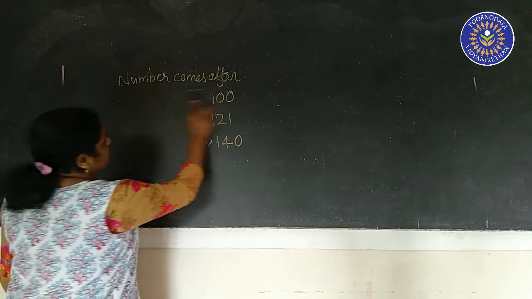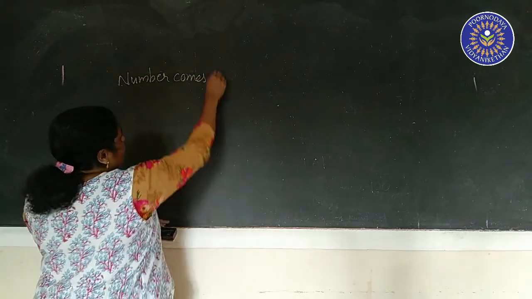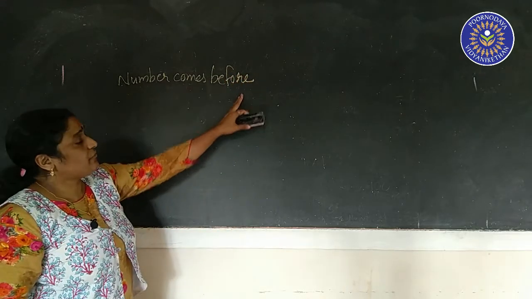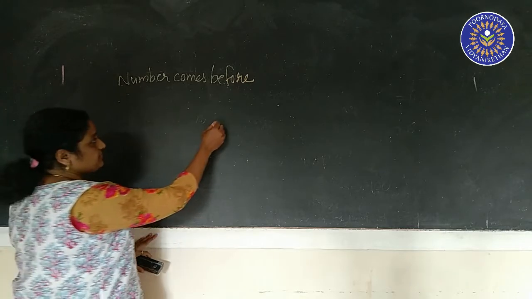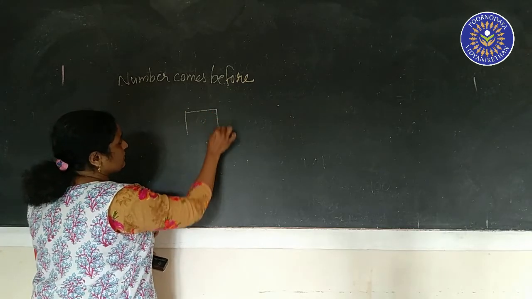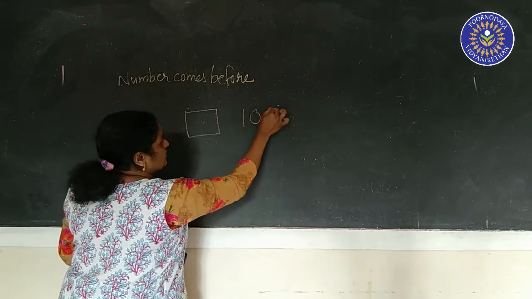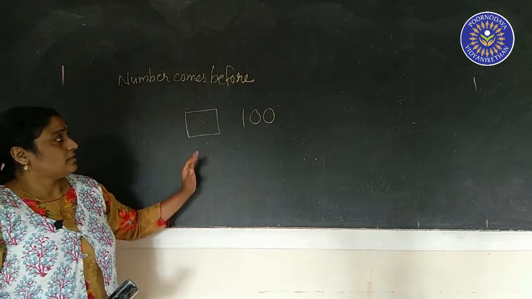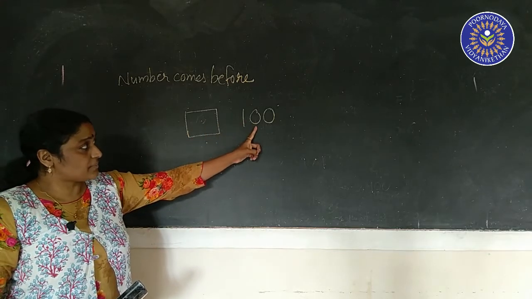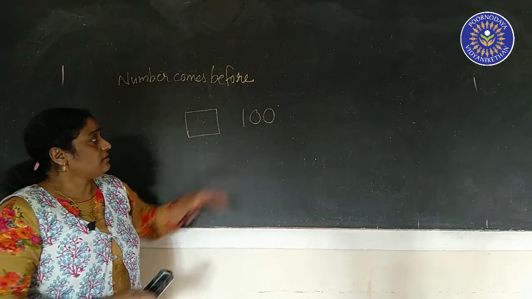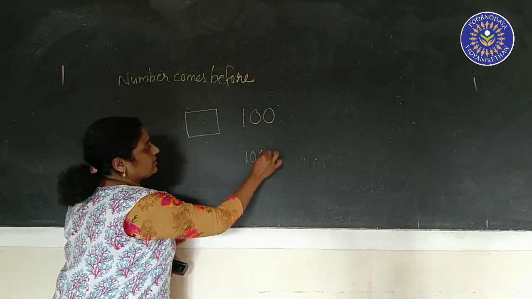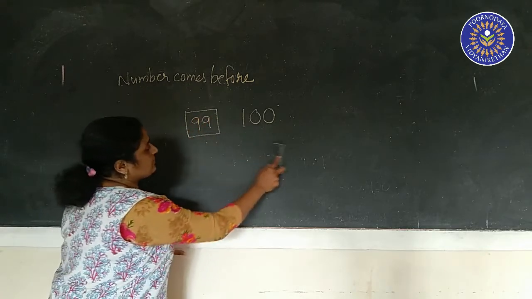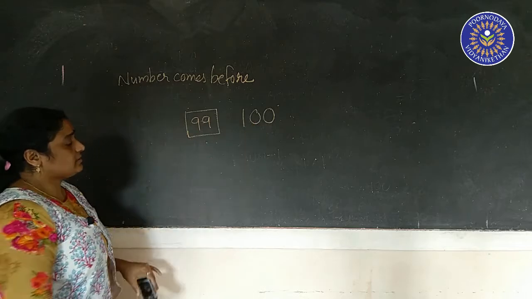The next one, the number that comes before. The number that comes before a number. For example, the number that comes before 100. Which number will come before 100? For getting that number, we have to subtract 1 from this 100. 100 minus 1. What will we get? 99. 99 will come before 100.